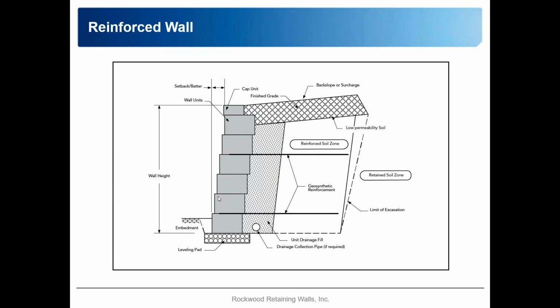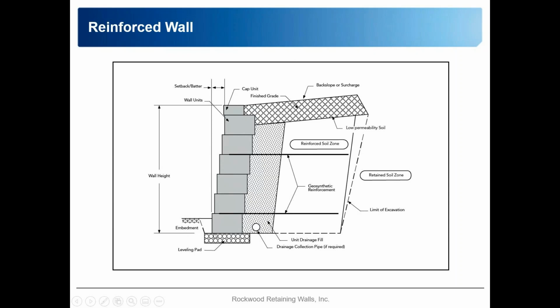Here's an example of a reinforced wall. So in the gravity wall, we're really relying on the height of the blocks and the width of the blocks and the weight of this entire column of blocks to resist and retain the earth pressures behind it.